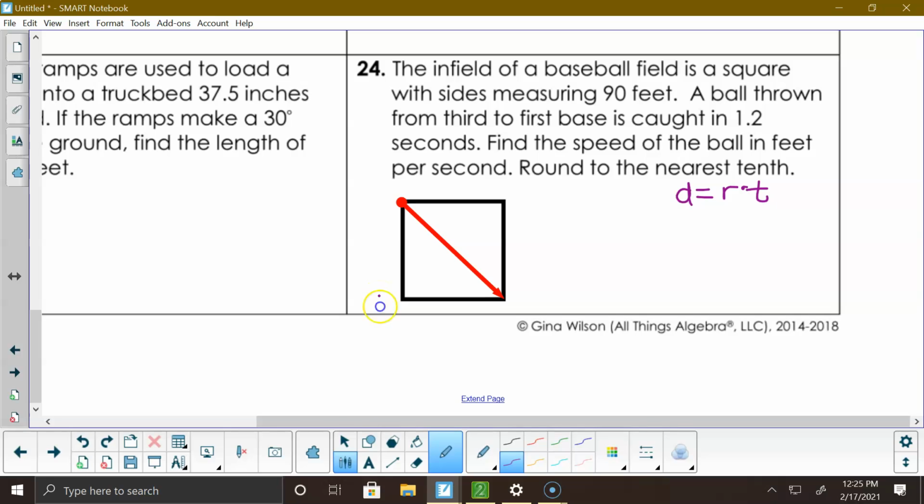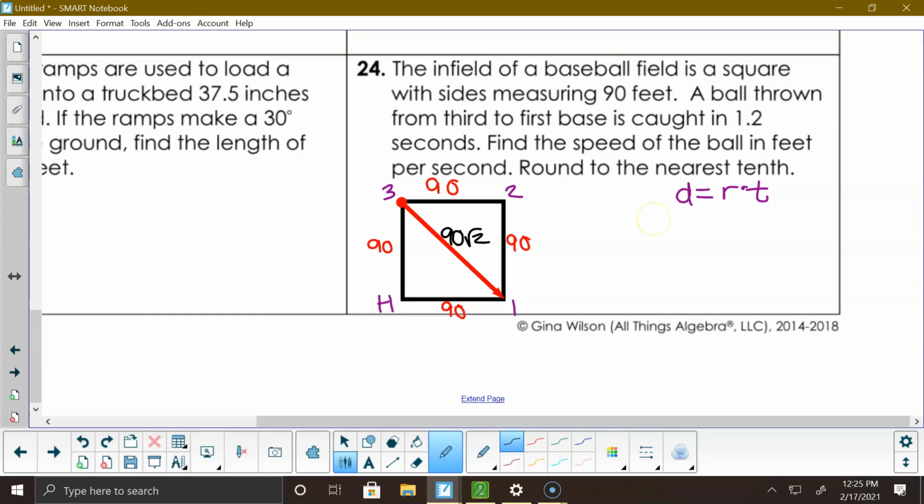So here's home. Here's first. Here's second. All right. So all of these sides on this square are 90. Which means my hypotenuse needs to be what? What do I need to do? If I've got a side, I've got the 45 sides. Multiply by root 2. Now here's the thing. Be lazy. Leave it as 90 root 2.